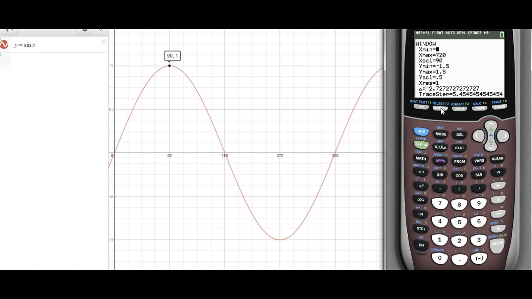Wait, can you pause the window? I can pause it, but I can just leave it up there running. I meant like, 0 to 720 by 90, and negative 1. I think I know what you meant. Negative 1.5 to positive 1.5 by 0.5. Okay, let me know when I can. Okay, you're good.